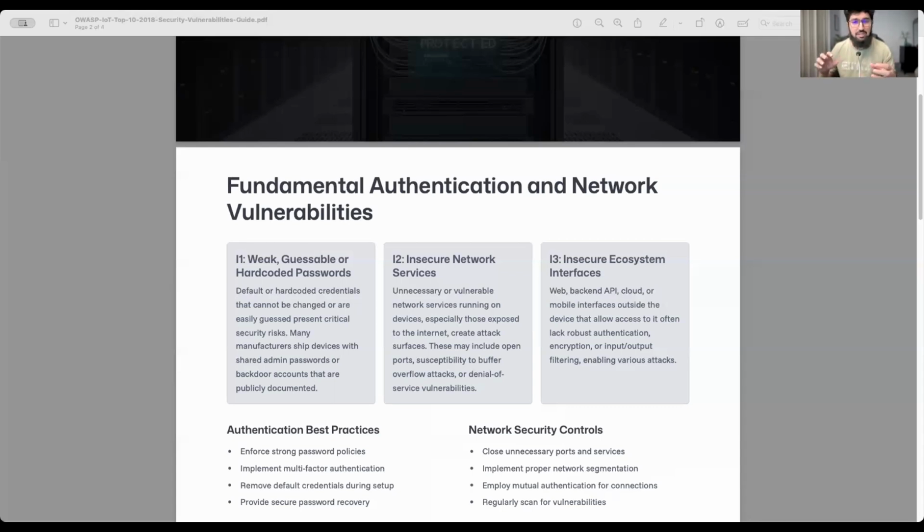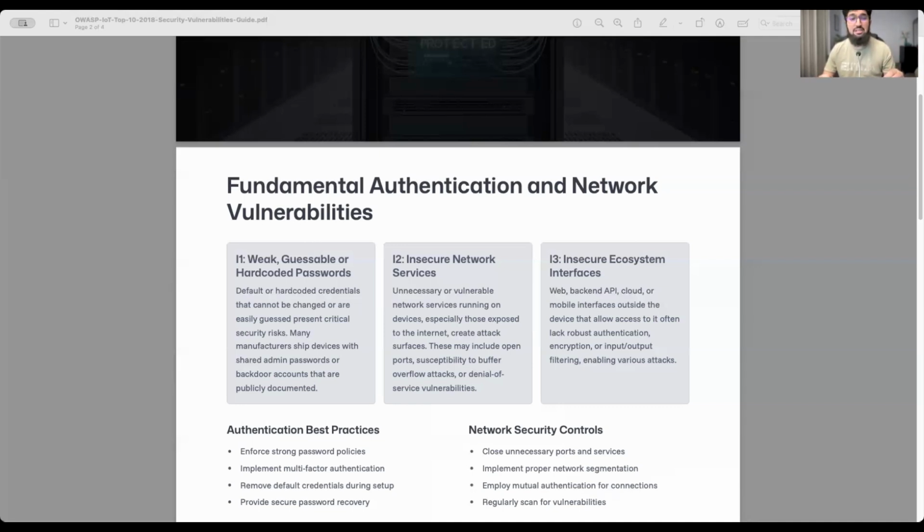Understanding these risks enables organizations to implement appropriate security controls throughout the IoT device lifecycle, from design and manufacturing to deployment and eventually decommissioning. That's why we have these top 10 risks or threats that I will discuss in this video with examples and mitigation strategies.